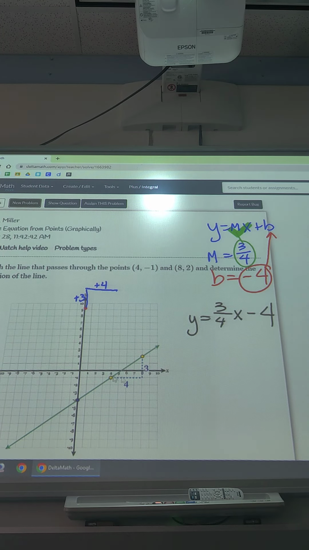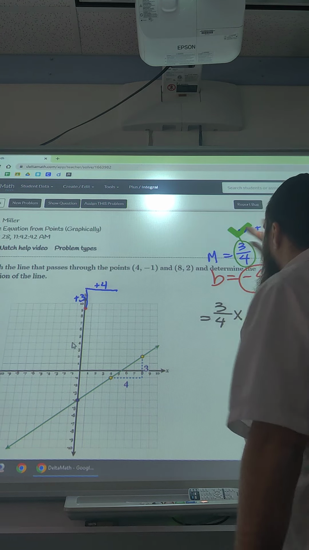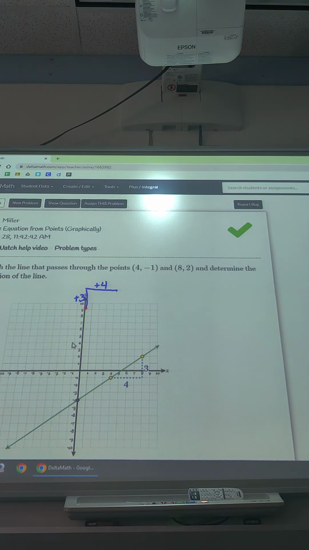They showed a little different way over here. It's all good. It's still rise over run. So that's that type. And by the way, all these are being recorded. I'm going to put the links in the, what's it called?